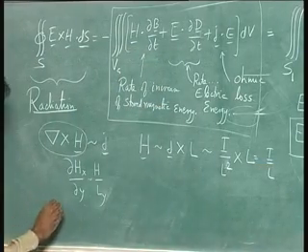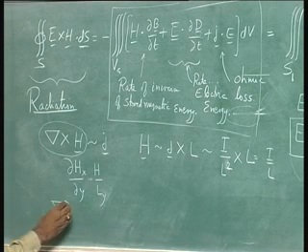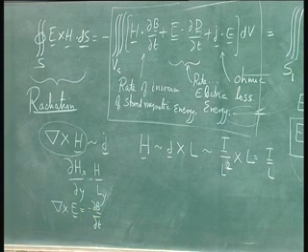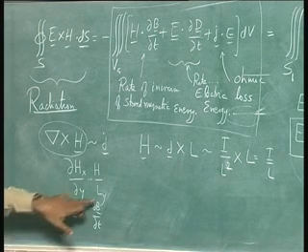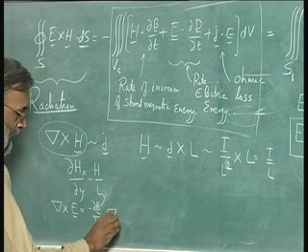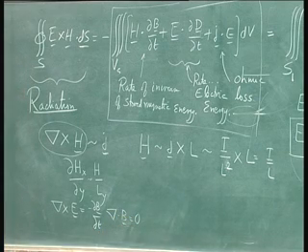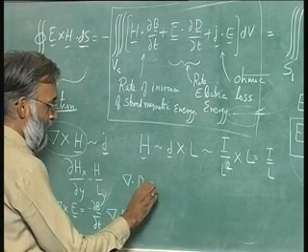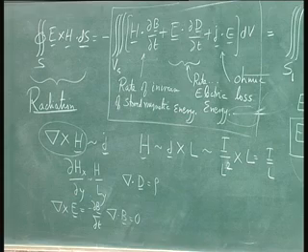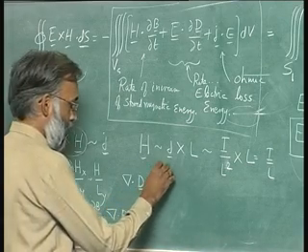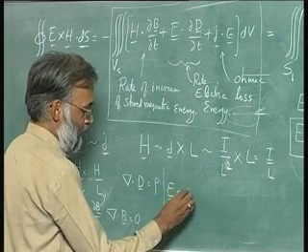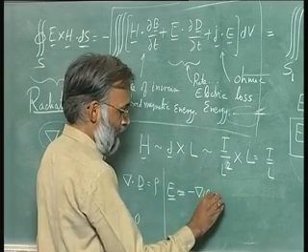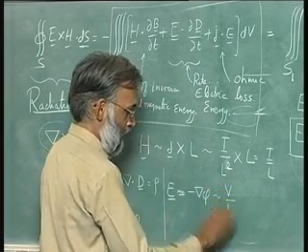If you look at curl of E equal to minus del B del t, that does not give me anything, because it just relates electric field to magnetic field. Similarly, divergence of B equals 0 does not give me anything. So, we have to go to the other equation, which is divergence of D equal to rho. From this, we obtain that electric field is equal to minus gradient of potential, and therefore, electric field goes like volts per meter.